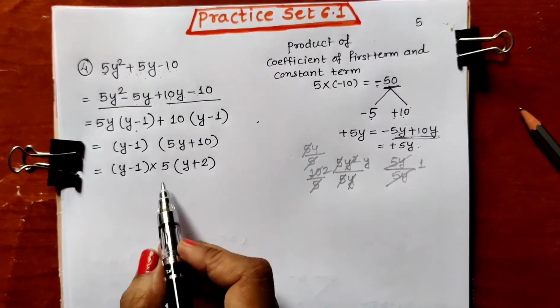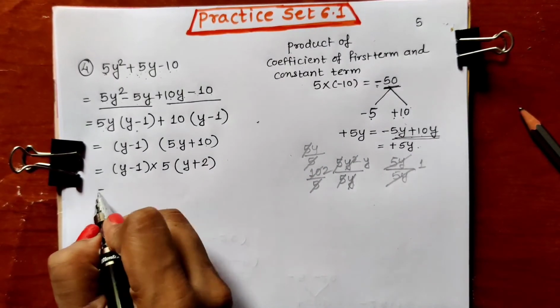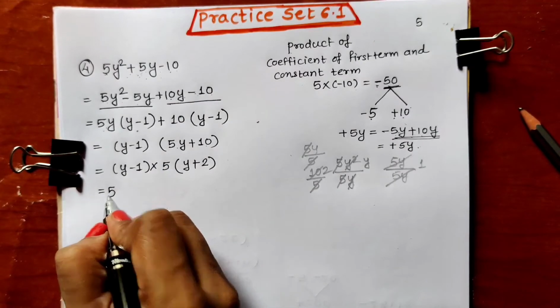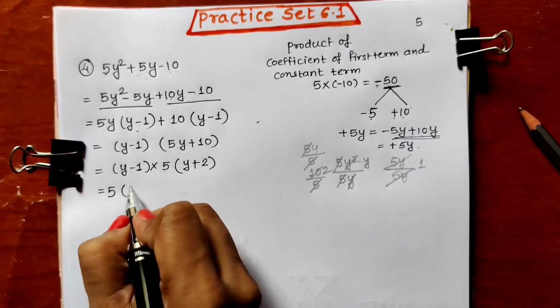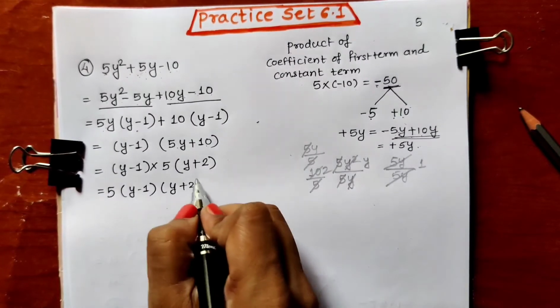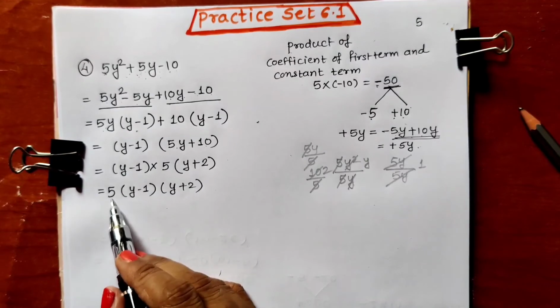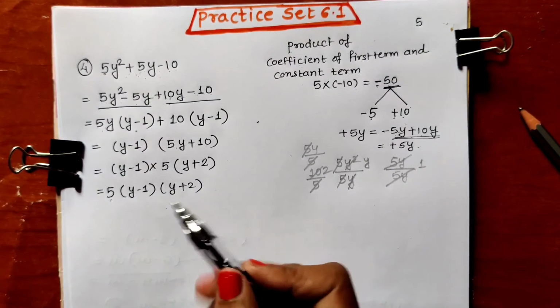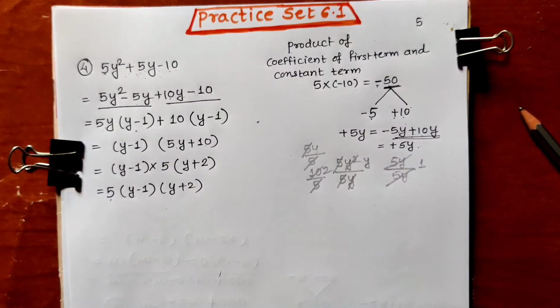So in this way we have got the factors. Only a single 5 is there, so that I write in the beginning. Then y minus 1 and y plus 2. So the 3 factors are 5, y minus 1, y plus 2. In this way we can factorize the sum.